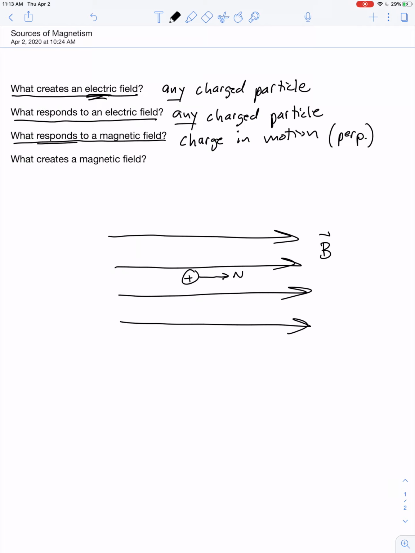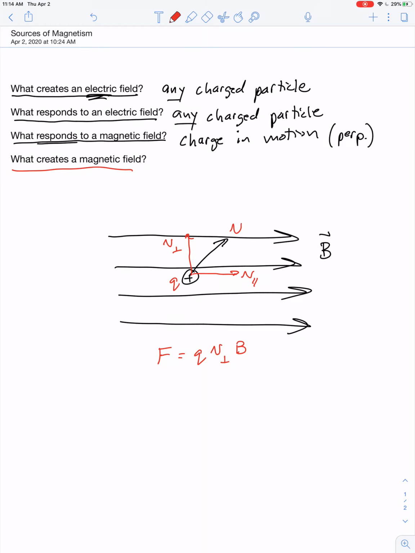So if this charged particle had a velocity, let's say, in that direction, then we can break the velocity vector into components. There's a component to the right, we'll call that v parallel. There's a component upward, we'll call that v perpendicular, and then we know that the magnetic force is found by multiplying the magnitude of the charge times the perpendicular component of the velocity times the strength of the field. Okay, so that leads us to our final question.